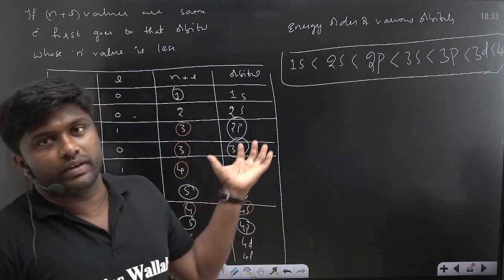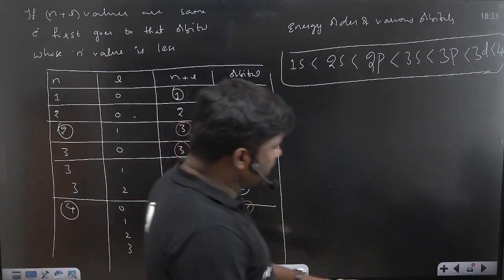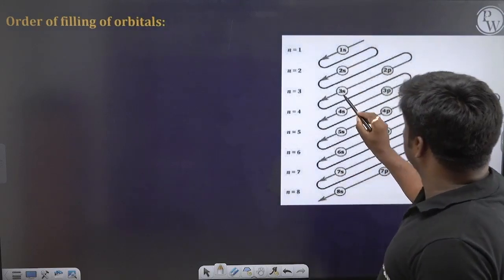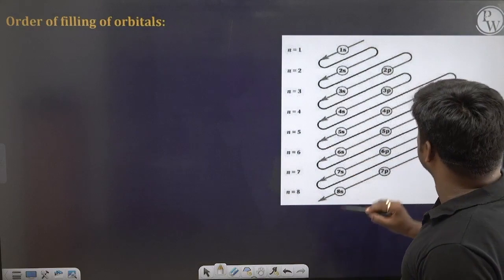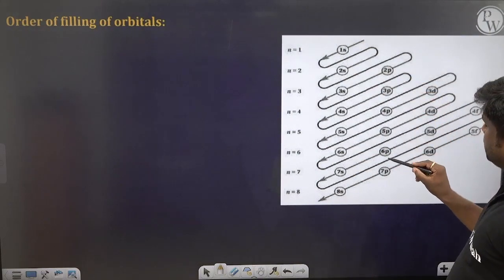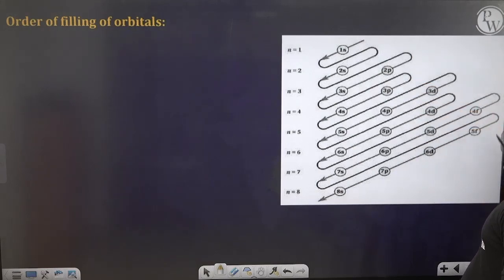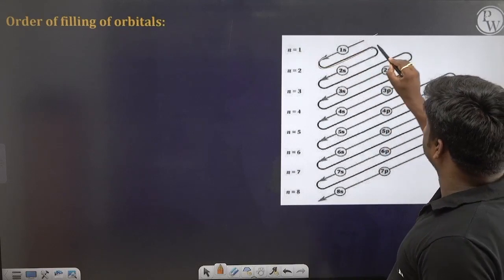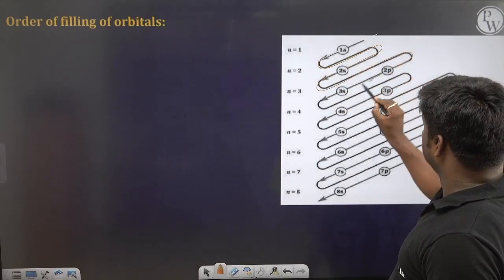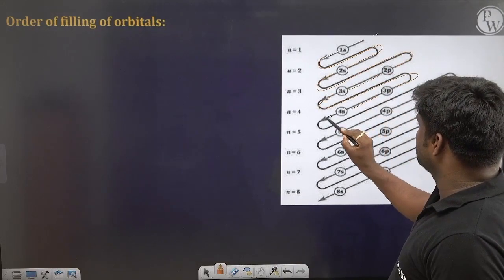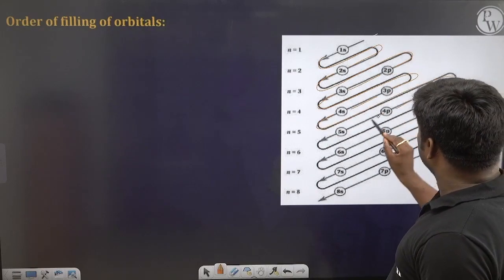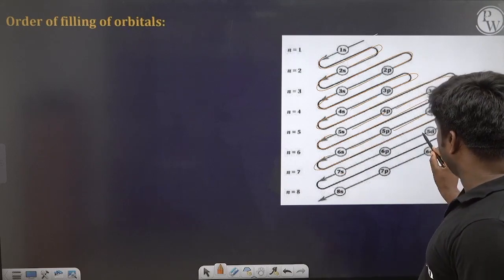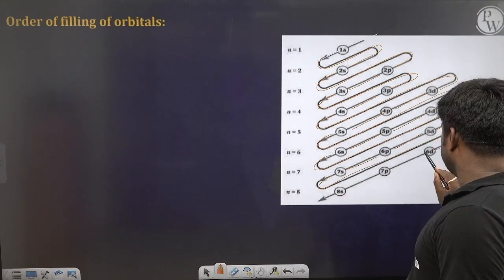After that, if you want to write the electronic configuration of the higher elements, you can follow this. And we have one diagram called the Mueller diagram, which is used to write the energy order. We write here 1s, 2s, 3s, 4s, 5s, 6s, 7s, 8s, then 2p, 3p, 4p, 5p, 6p, 7p, next 3d, 4d, 5d, 6d, 4f, 5f. Then drawing arrows from the top, 1s, 2s, 2p, 3s, 3p, 4s, 3d, 4p, 5s, 4d, 5p, 6s, 4f, 5d, 6p, 7s. This is the energy order diagram.